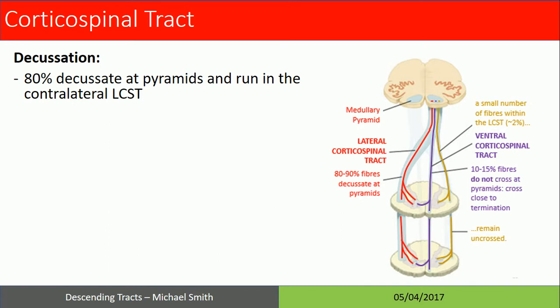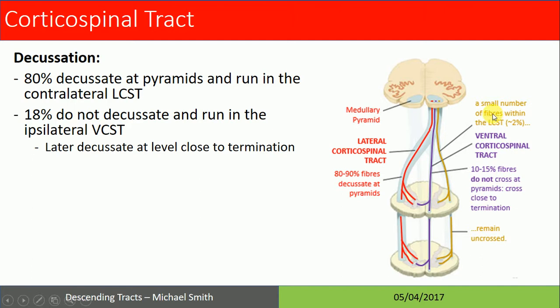So most of the time, the fibers will travel from the cortex, and the upper motor neuron will travel, and then 80 to 90% will decussate in the pyramids of the medulla. So these are your medullary pyramids, and they'll decussate and run in the contralateral lateral corticospinal tract. 18% won't decussate and therefore will stay on the ipsilateral ventral corticospinal tract. And these will then decussate at the level at which they then leave the spinal cord.